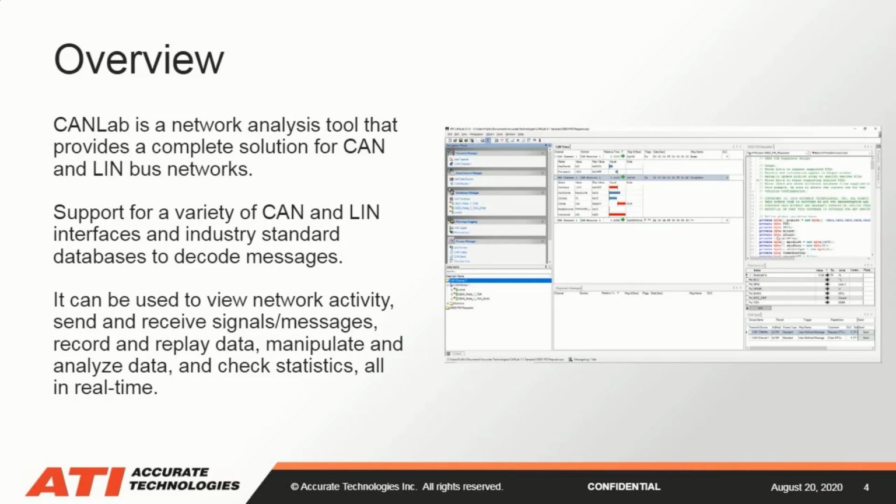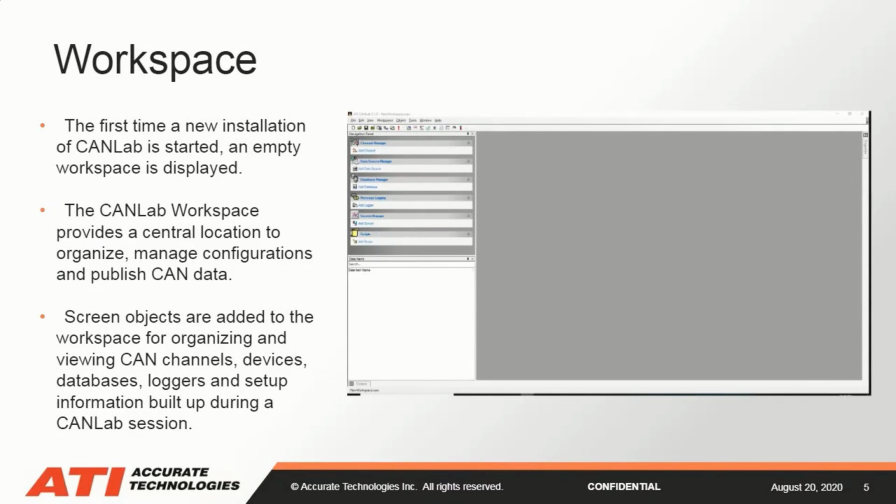It will allow you to set up and record signals, messages, record and analyze data, and check statistics, all in real time. The first thing you see when you open up CANLab is what we call a workspace. The workspace is designed to look and feel like a typical Windows environment. It is the central location for you to view, record, send, and organize all of your CAN data.